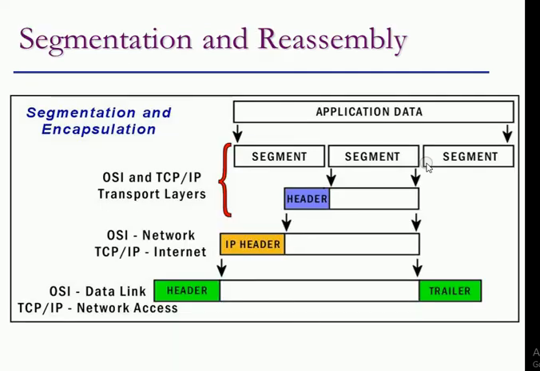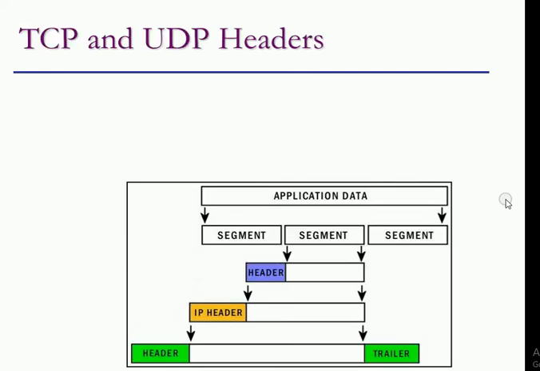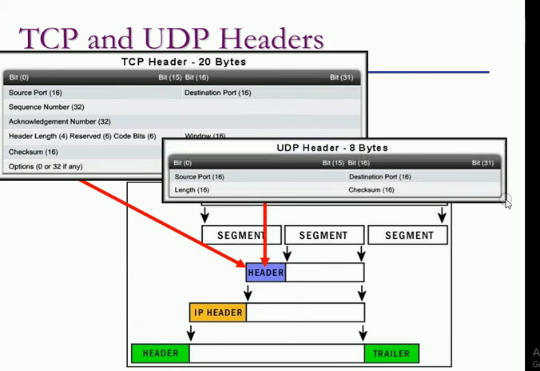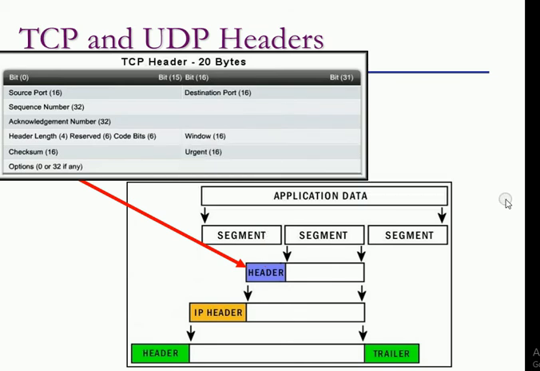Now this is a header, the structure of a transport layer header. We'll be discussing TCP headers, and we'll also be discussing UDP headers. So for the TCP header, let me show you.